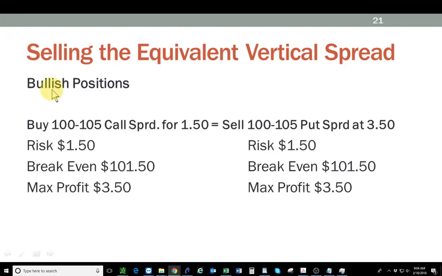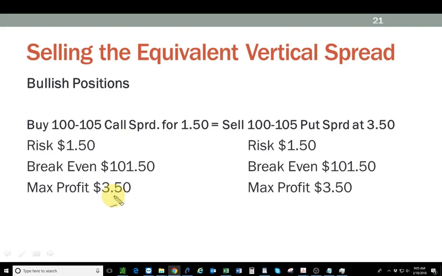All right, so I'm going to lay this thing out for you right now. Hopefully, guys, get it. If you buy a 100-105 call spread for $1.50, that equals selling a 100-105 put spread at $3.50. What? Okay. Now, I'm going to mark up my screen a little bit because I want this to get through. There's two major things we're doing today. We're going to do the box and we're going to do probability. And probability is the coolest thing ever, but we've got to get through the box.